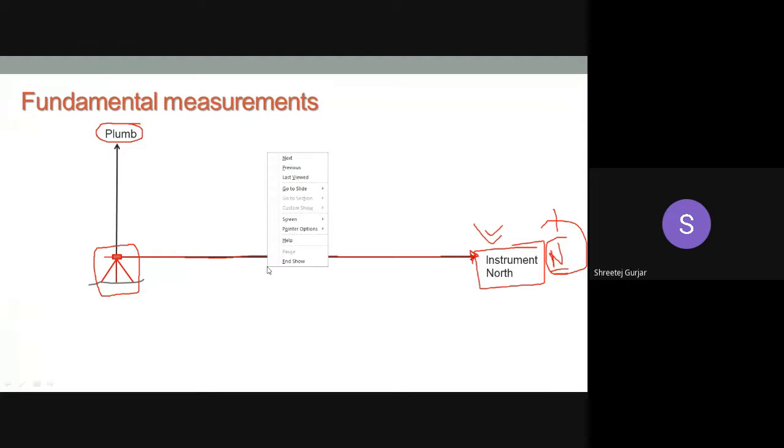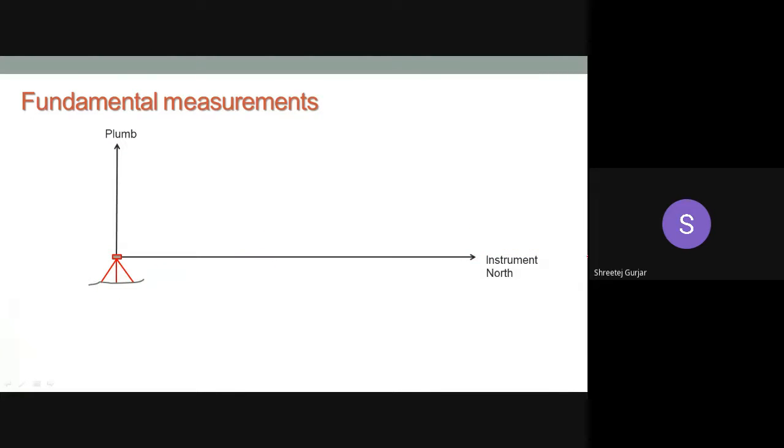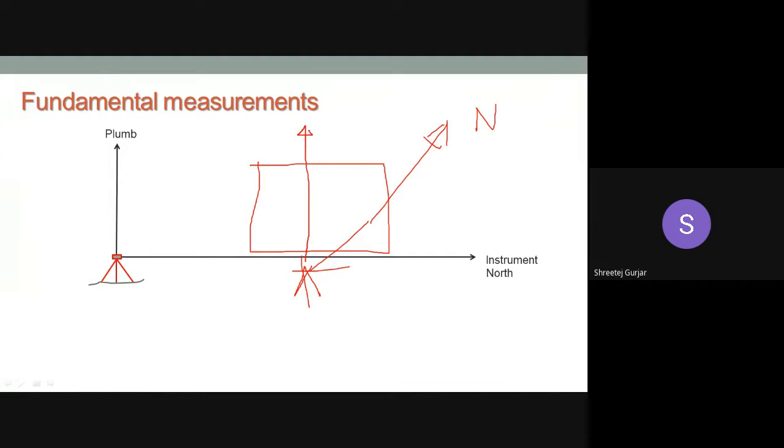Okay, so the magnetic north can be aligned to, or else, you have a plot like this, right? Suppose this is the magnetic north, and you have set a total station over here. Instead of aligning to the magnetic north, we can align at the plot north, right? This is the north of your plot. So we can align at this north also.